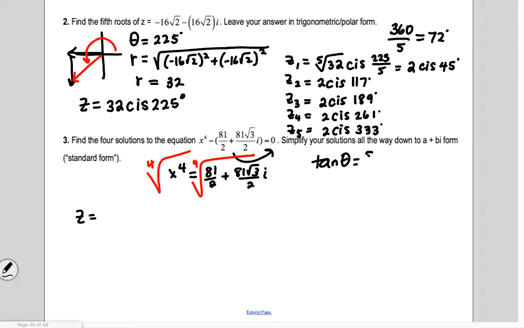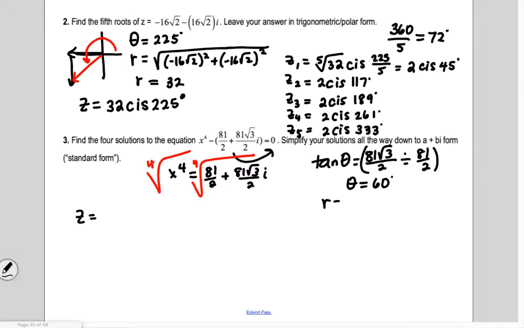If you didn't know that, then we do our tangent of theta is equal to 81 root 3 over 2 divided by 81 over 2, and it gets a little messy for a sec. And then we do inverse tangent and we get 60. On your calculator you can do inverse tangent and you'll get 60. Just be careful, there's lots of parentheses going on there, right? I'd probably find the decimal version first and then do inverse tangent of the answer.